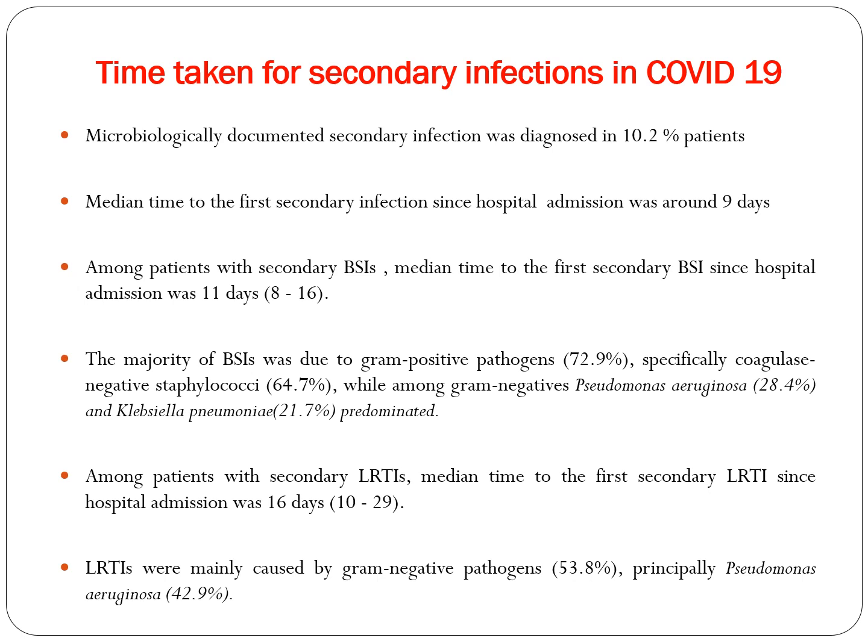Even in COVID-19, microbiologically documented secondary infection was diagnosed in 10% of patients. Among the patients with secondary bloodstream infections, the median time to detection was about 11 days. The major bloodstream infection was caused by gram-positive cocci, while among gram-negatives, Pseudomonas aeruginosa was the common culprit. Among patients with secondary lower respiratory tract infection, the median time to detection was about 16 days. Lower respiratory tract infection was most commonly caused by Pseudomonas aeruginosa.